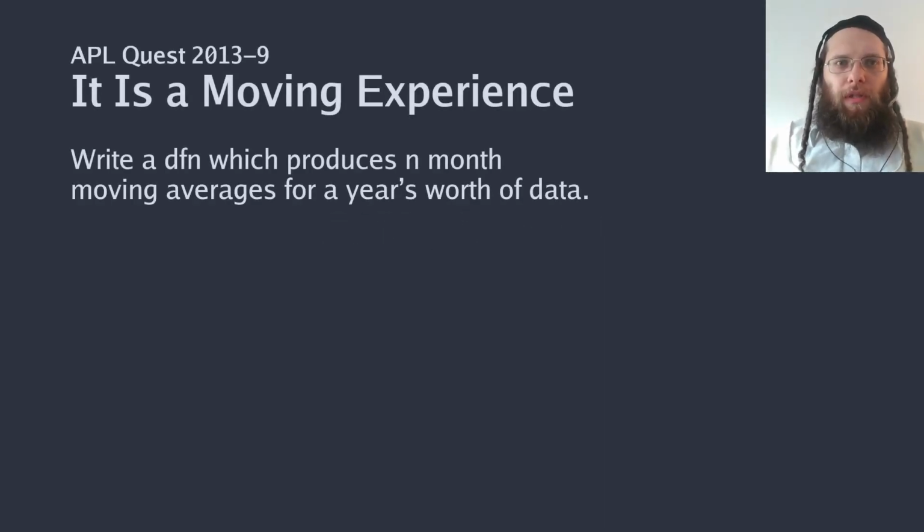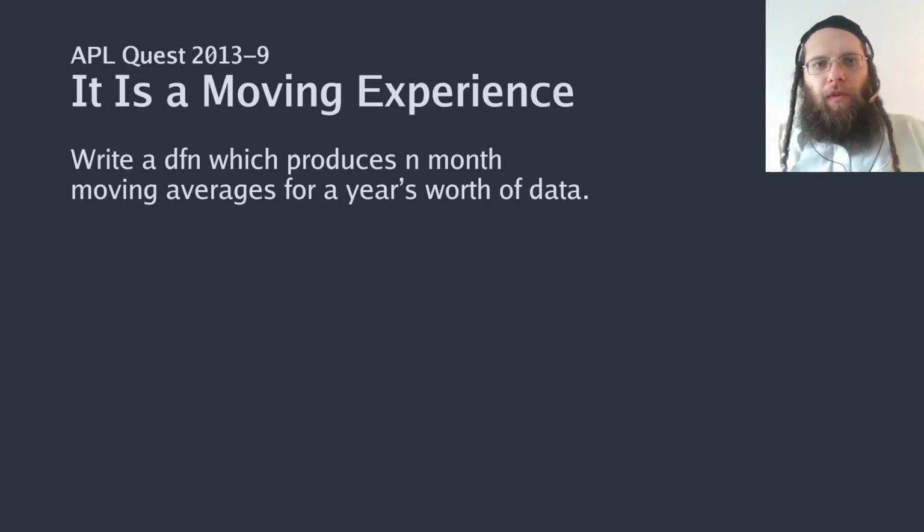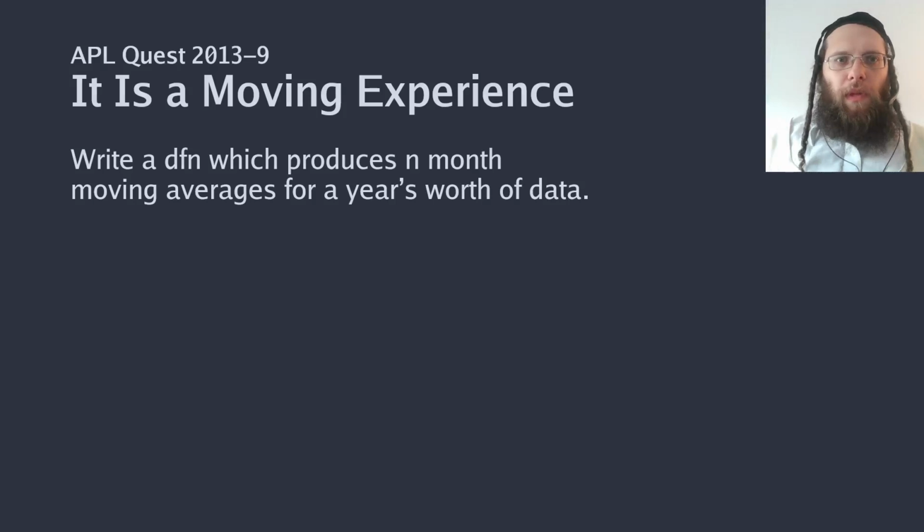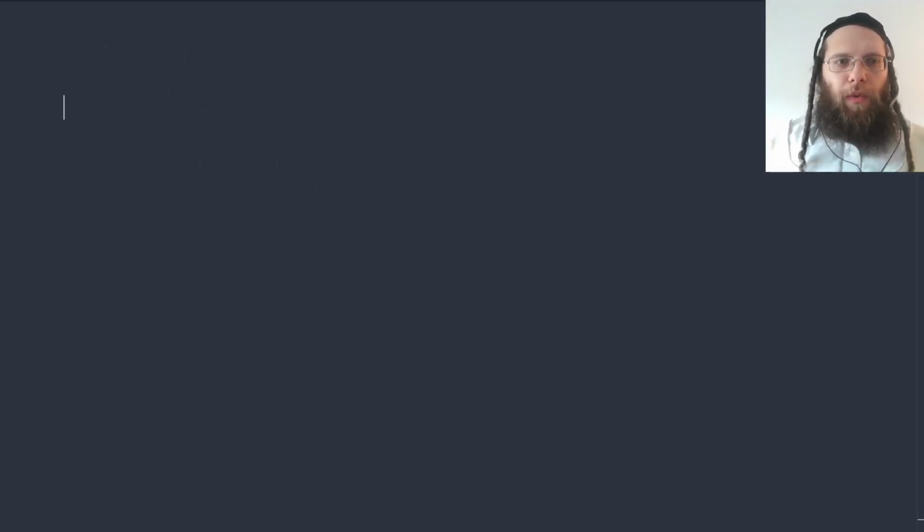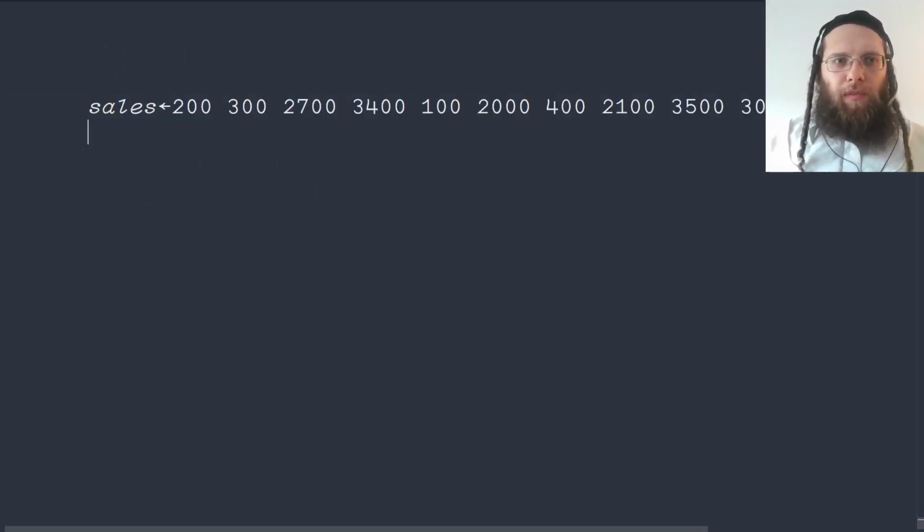Today's quest is the 9th problem from the 2013 round of the APL problem solving competition. The problem is to find the average over a sub-period of a year's worth of data, of numbers. So starting off with some data, these are some sales.